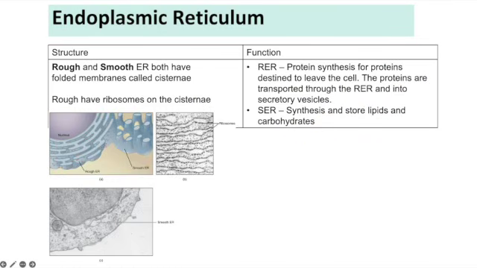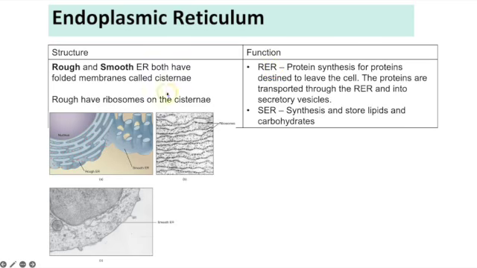We then move on to looking at the endoplasmic reticulum. In terms of the structures, there's two types. We have rough and then we have smooth endoplasmic reticulum. Both of them have folded membranes, which are called cisternae, but the key difference is the rough have ribosomes attached to the outside, whereas the smooth doesn't.